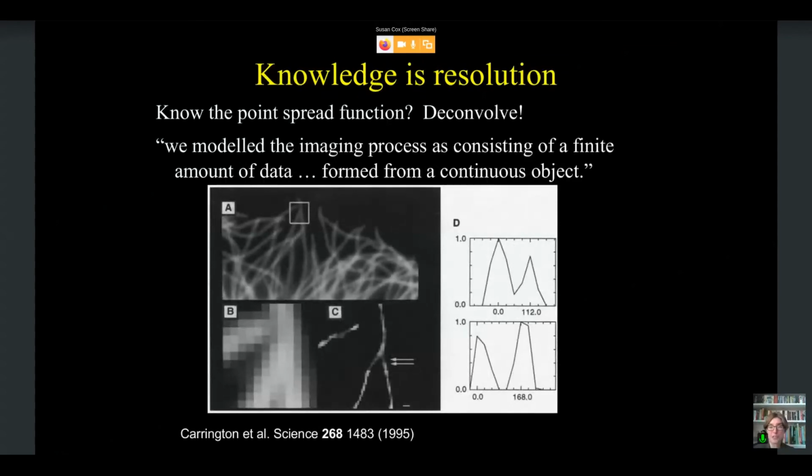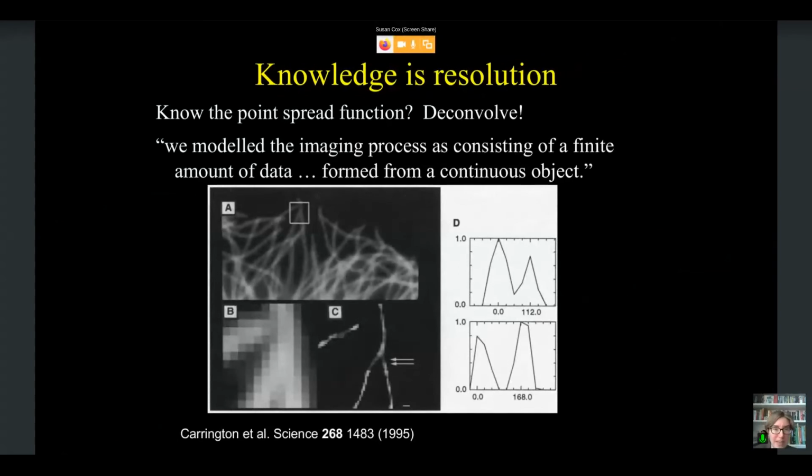By the 1990s, people were trying to model the point spread function in this way. This is an example from 1995 by Carrington et al., where they used images of microtubules, and then used their knowledge of the shape of the point spread function to try and undo the blurring that the imaging had done. And I think this is another really useful example of what happens when you're trying to build in more information: you also build in more assumptions.